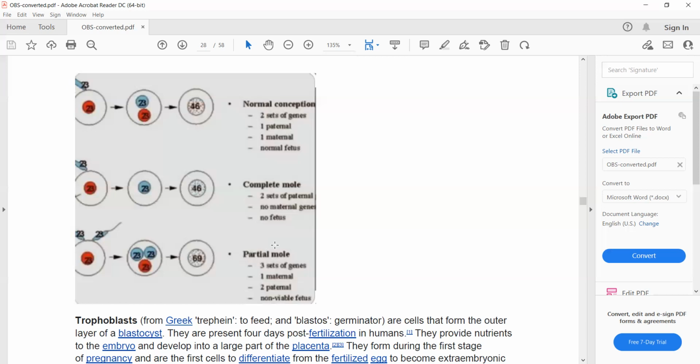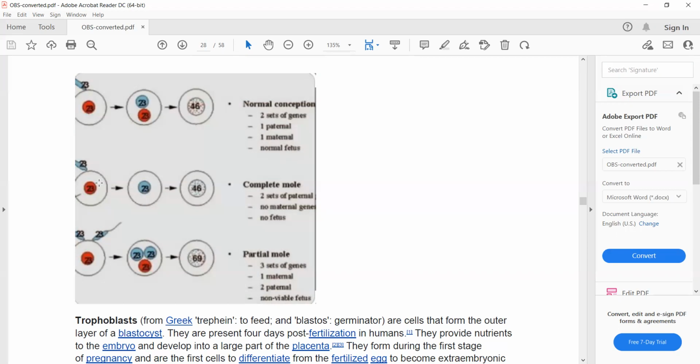Partial mole means some of the tissues will be embryological. Fetal tissue will be present, but the fetus will be non-viable. So this is the pathophysiology of gestational trophoblastic disease. Normally 23 chromosomes from the father and 23 from the mother result in the formation of a fertilized egg that contains 46 chromosomes, and a normal fetus is formed.